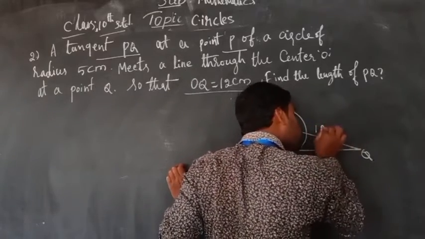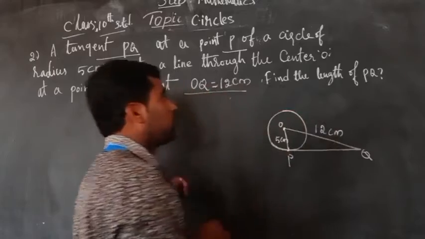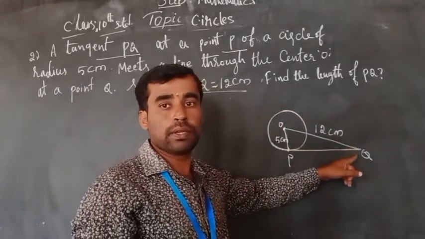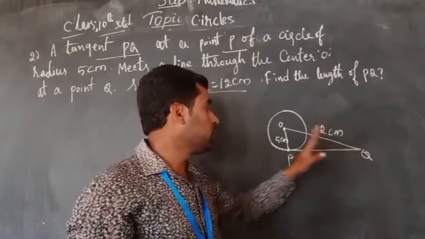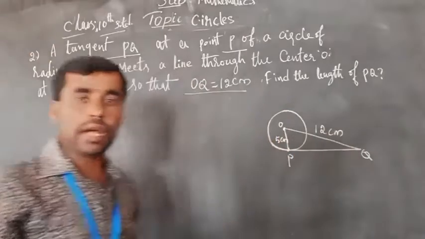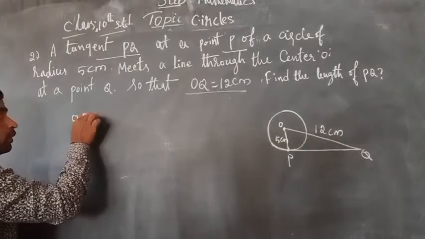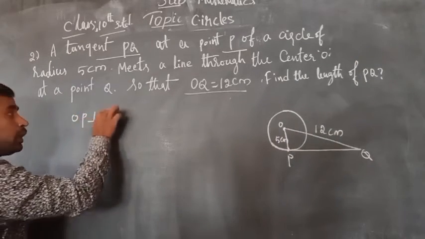The length of OQ is equal to 12 centimeter. Find the length of PQ. This is what they have given. As we know that OP is perpendicular to PQ.